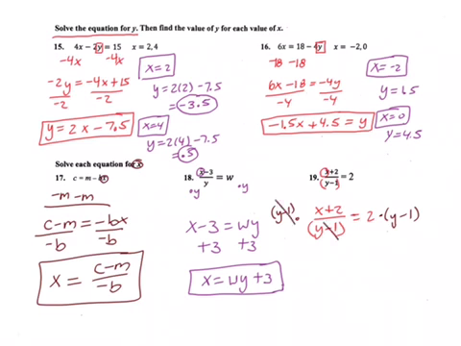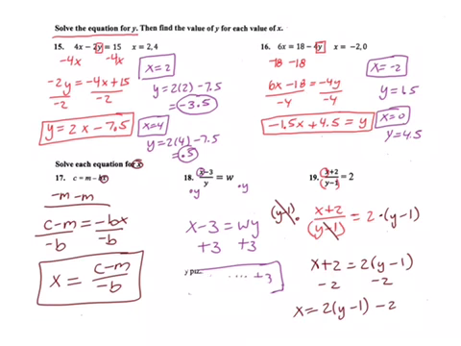So we see it cancel here and here. We're left with x plus 2 equals 2 times the quantity y minus 1. Now the next step would be to get rid of the plus 2, so we subtract 2. And we get x equals 2 times the quantity y minus 1 minus 2. If we want to distribute and simplify this up, we can.